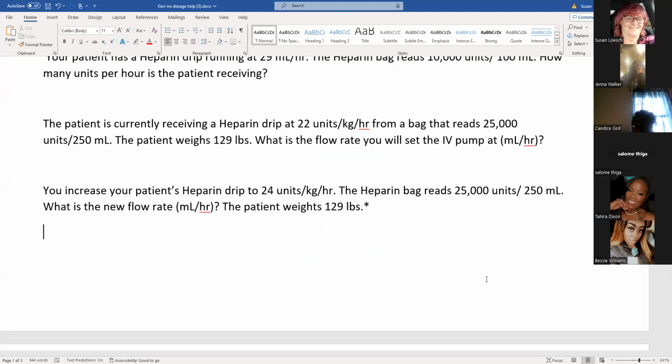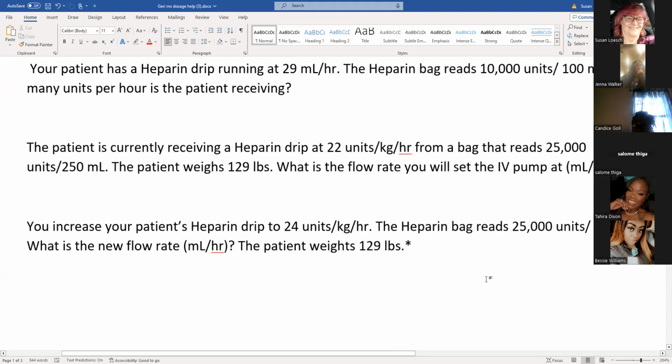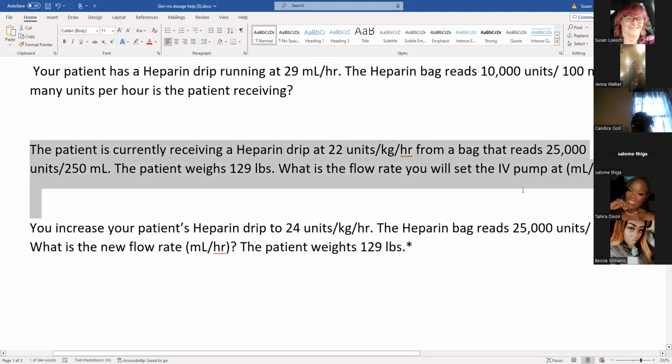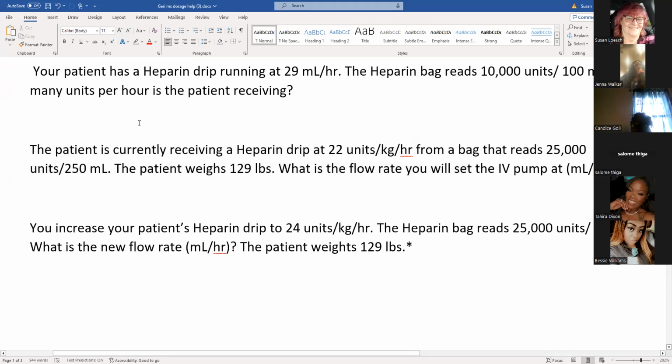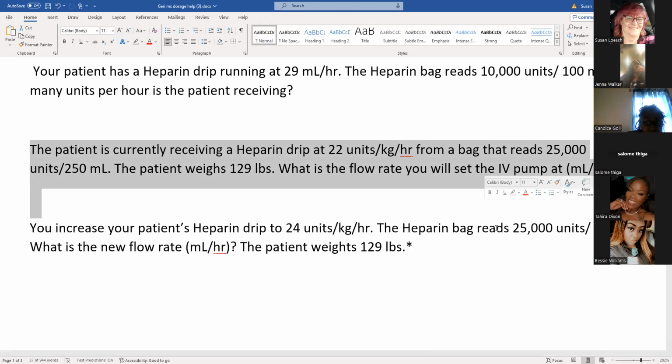Which one are you on? The one above it, the number here with the 129 pounds. I thought you were doing the one at the bottom because the cursor was right there. I'm sorry. We are going to do the one at the bottom next, but we're doing this one right now. Okay, yeah, she's right. I'm sorry. You're fine. Thank you.